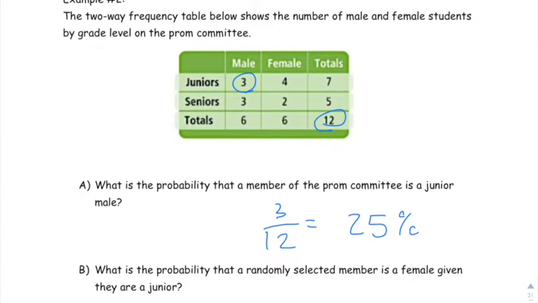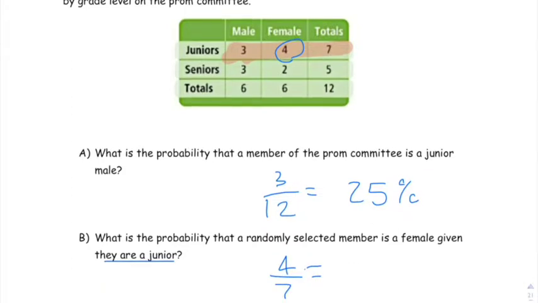What's the probability that a randomly selected member is a female given that they are a junior? So now we're only looking here at juniors. There are 7 of those total. And then we're looking at just the females. So if we find a junior, what's the chance that it's a female junior? So that'd be 4 out of 7. That'd be about 57.1%.